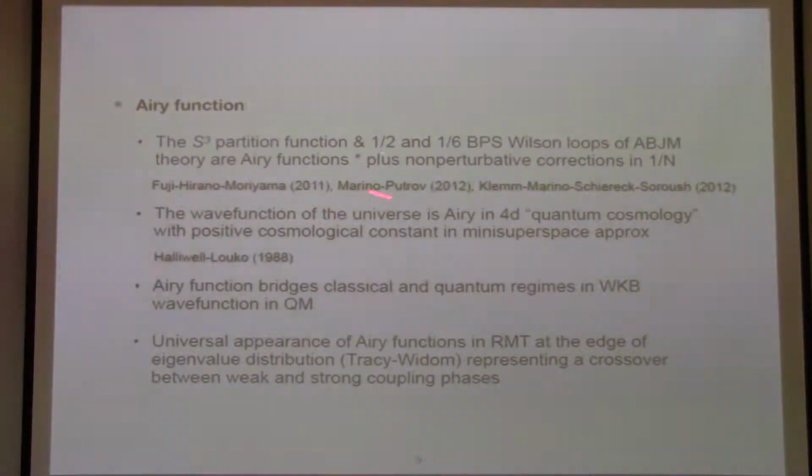But Marino and Putrov have a beautiful way of getting the Airy function, which is valid for finite K. So they are in the M-theory regime, and we are in the type 2A. But by now, it's known that for any K, it's an Airy function. And they extended this to Wilson loops.